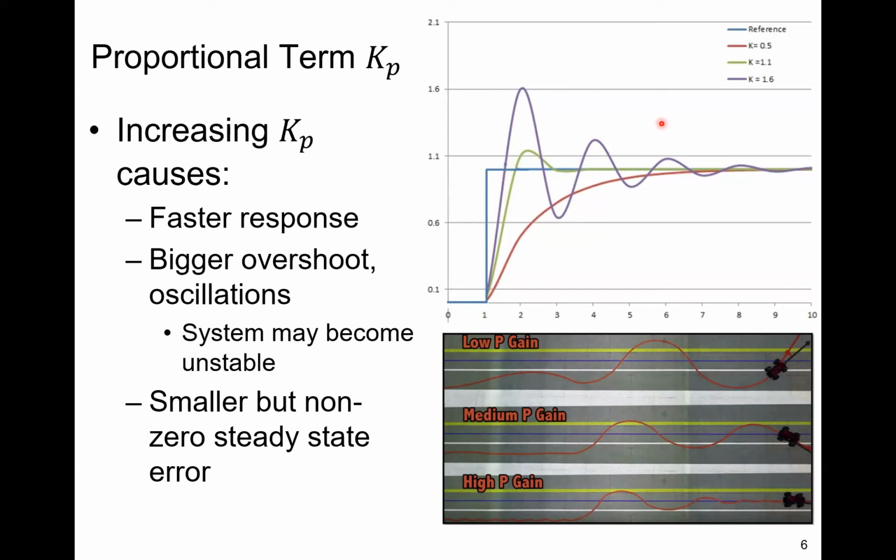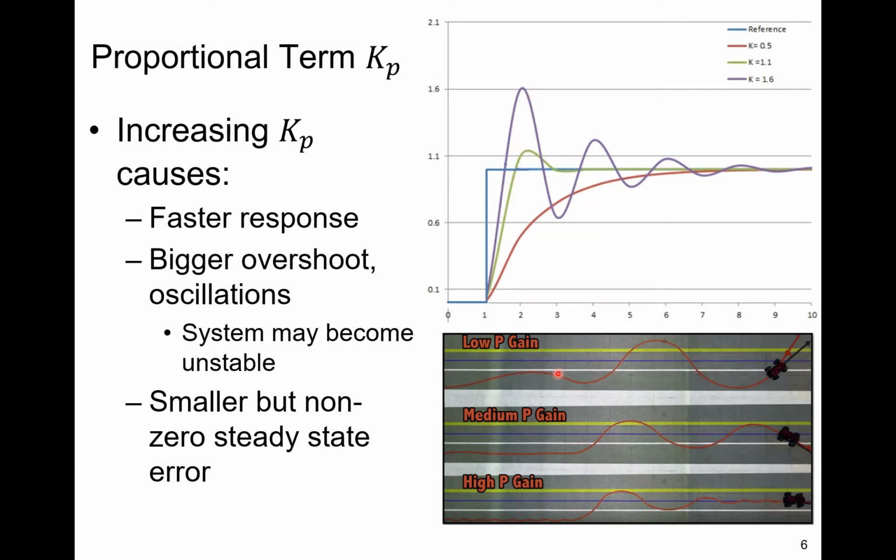So the proportional term, if you increase the Kp term, it causes a faster response, but also you have bigger overshoot. So your starting state is here, and when you gradually issue your control input, it'll overshoot if your Kp is too large. With K equals 1.6, you have a very large overshoot. So you have oscillations. If your overshoot is too large, the system may become unstable.